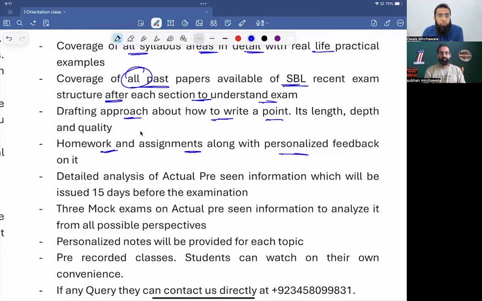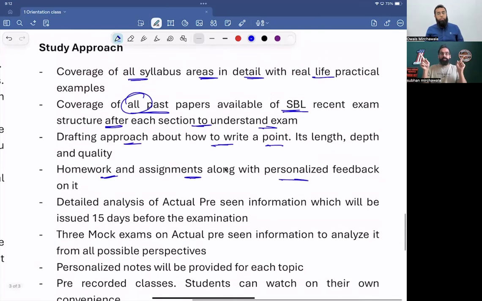And that's what we do with all the past papers. Now, the second guy, the marker, is the one who will actually help you achieve your objective, the pass, the marks. So that's why we do this drafting approach about how to write a point. If you just understand the pre-seen and the question, and you have good points in your mind, it means you know the taste of the examiner only. But we need to know the taste of the marker also, what he wants. These 2 guys are very important.